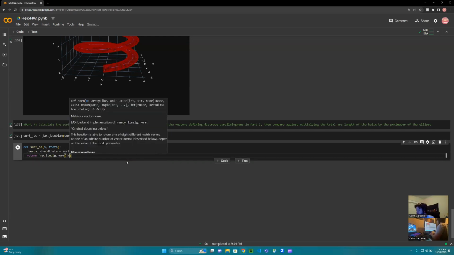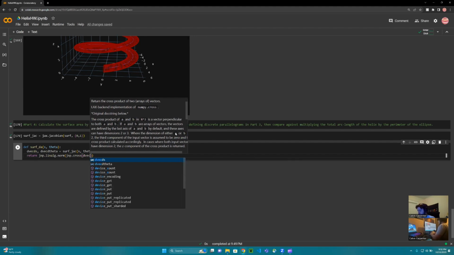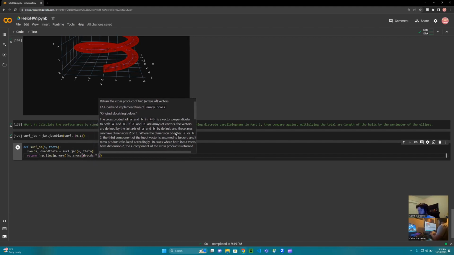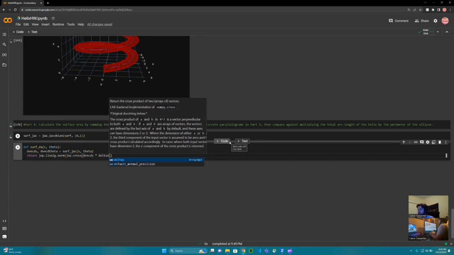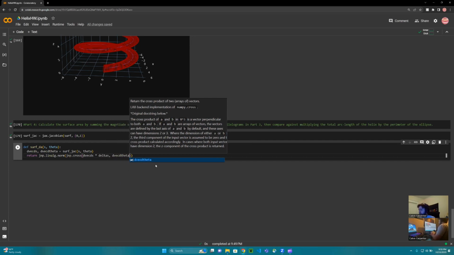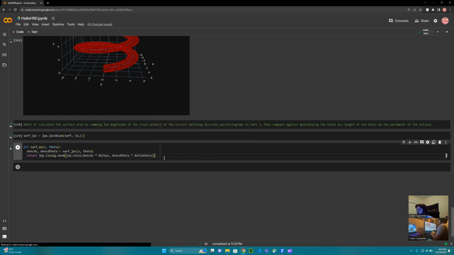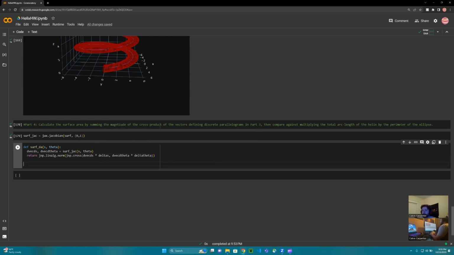the function of cross vectors between our dvec ds times our delta s function, and then dvec d theta times our delta theta function. Okay. Looking good so far.